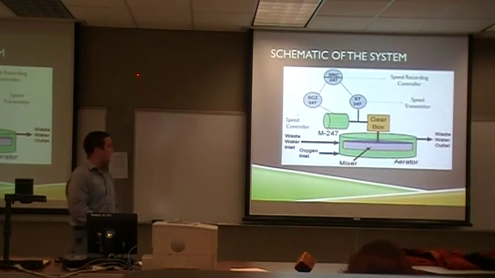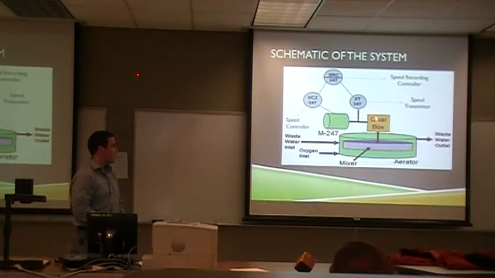Here we have a schematic of our system. We have a speed transmitter that measures the speed of the engine. It's recorded by the recording controller, and then the speed controller adjusts the speed accordingly. Knowing the speed here and the gear ratio of the gearbox, we can determine the speed of the actual mixer.